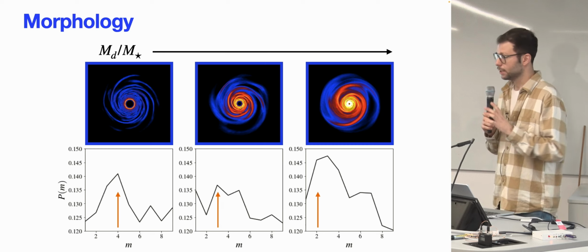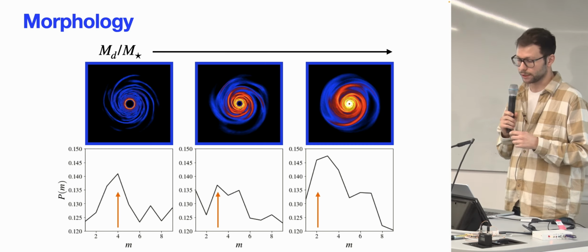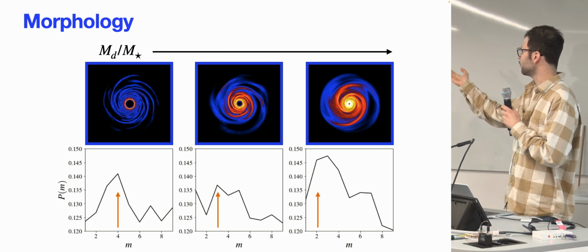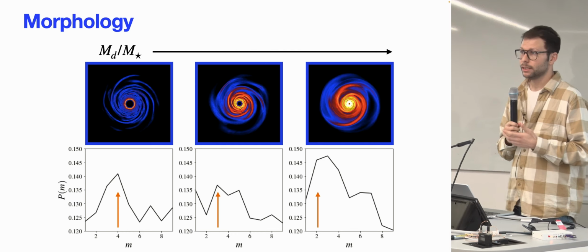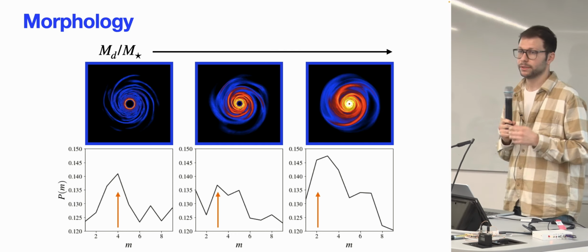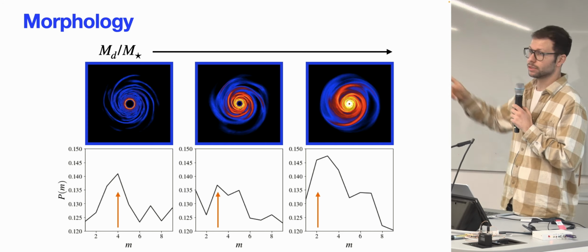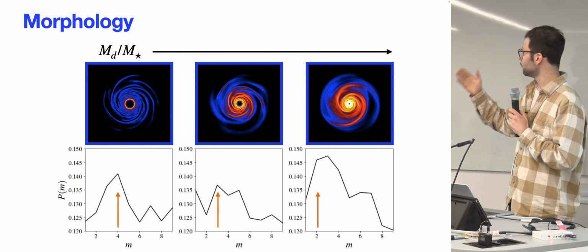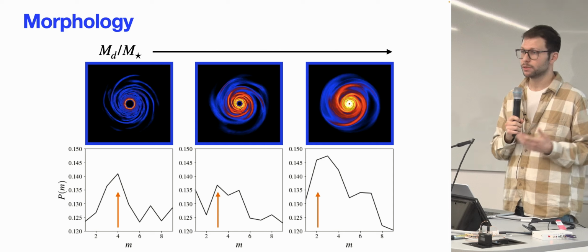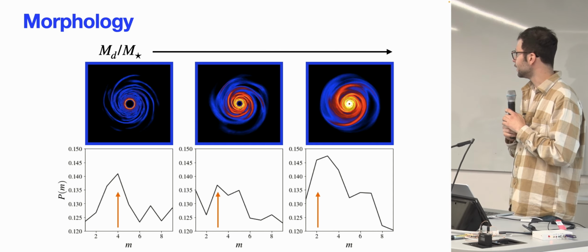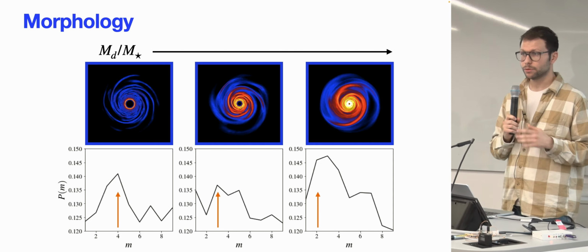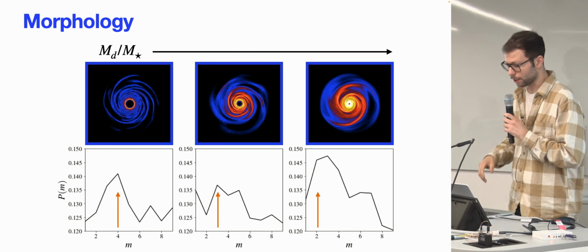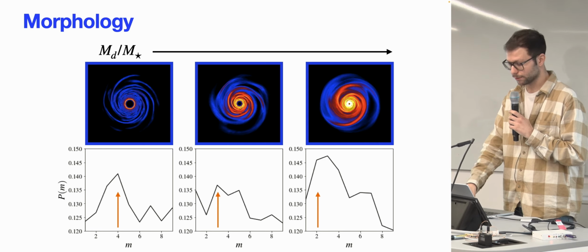And finally, the last thing I would like to show you about gravitationally unstable disks is that the morphology of the spiral can change as a function of the disk parameters, and in particular as a function of the disk to star mass ratio. You can see that more massive disks tend to show fewer spiral arms, and this will be very important in the final part of this talk.